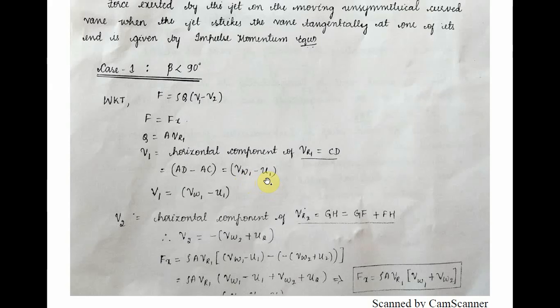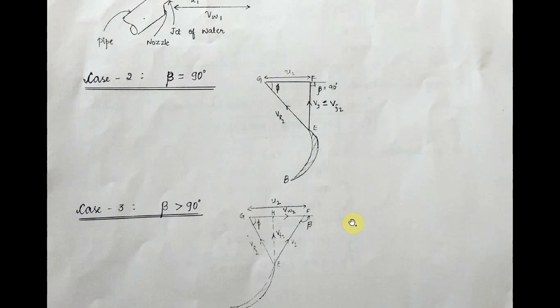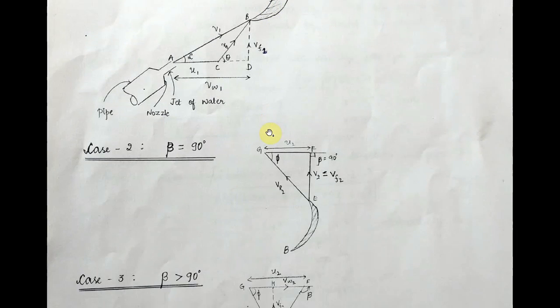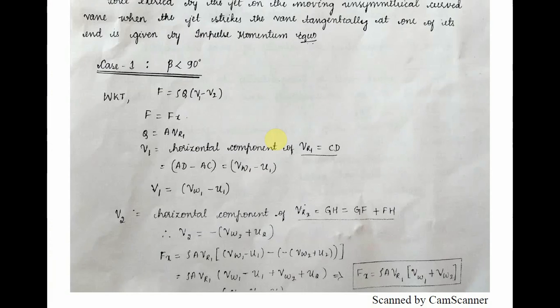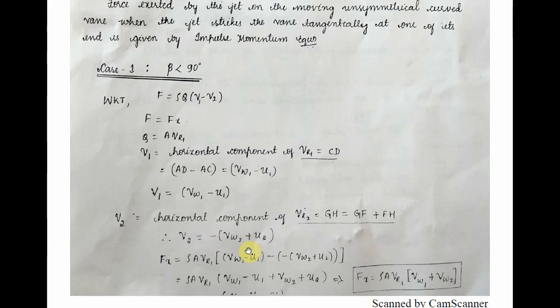Then next, where V2 is the horizontal component of relative velocity VR2, that is equal to GH, which is equal to FG plus FH. So in the diagram, the total GH is equal to FG plus FH, as it is in the velocity triangle at the outlet. Therefore that velocity V2 is equal to minus VW2 plus U2.